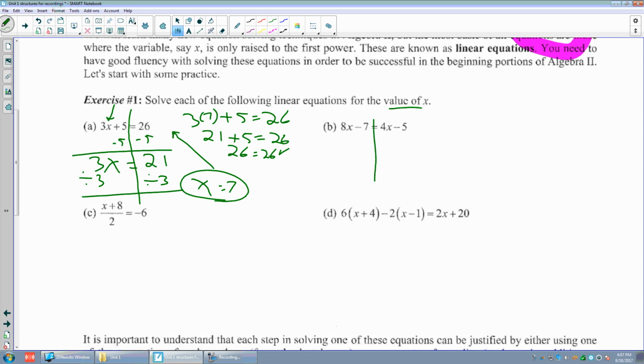Now, what do we do here? There are x's on both sides of the problem. I'm going to move the smaller pile of x's. It's always easier to move the smaller pile.